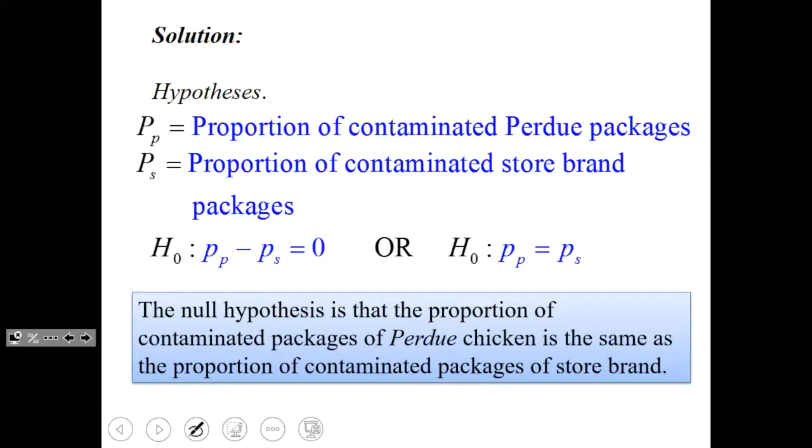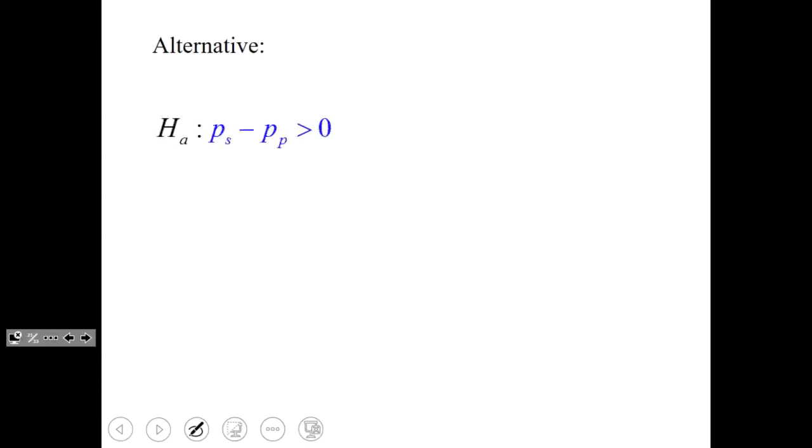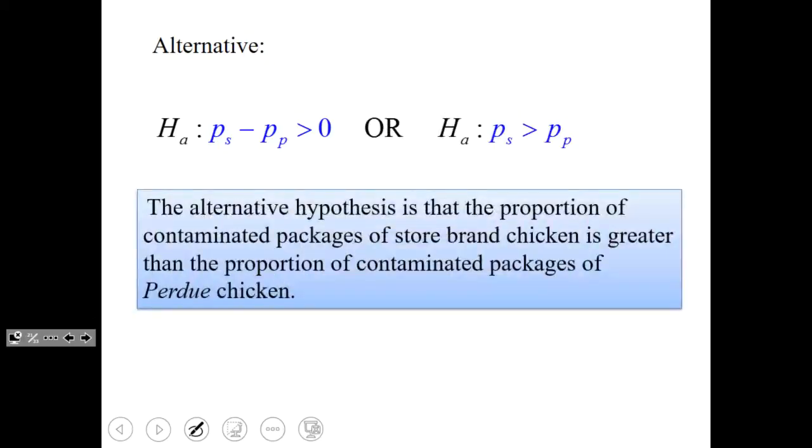Okay, so that's our null hypothesis in words and symbols. So alternative: store brand minus Purdue would be greater than 0, or just store brand is greater than Purdue brand. The alternative hypothesis: the proportion of contaminated packages of store brand chicken is greater than the proportion of contaminated packages of Purdue brand chicken.